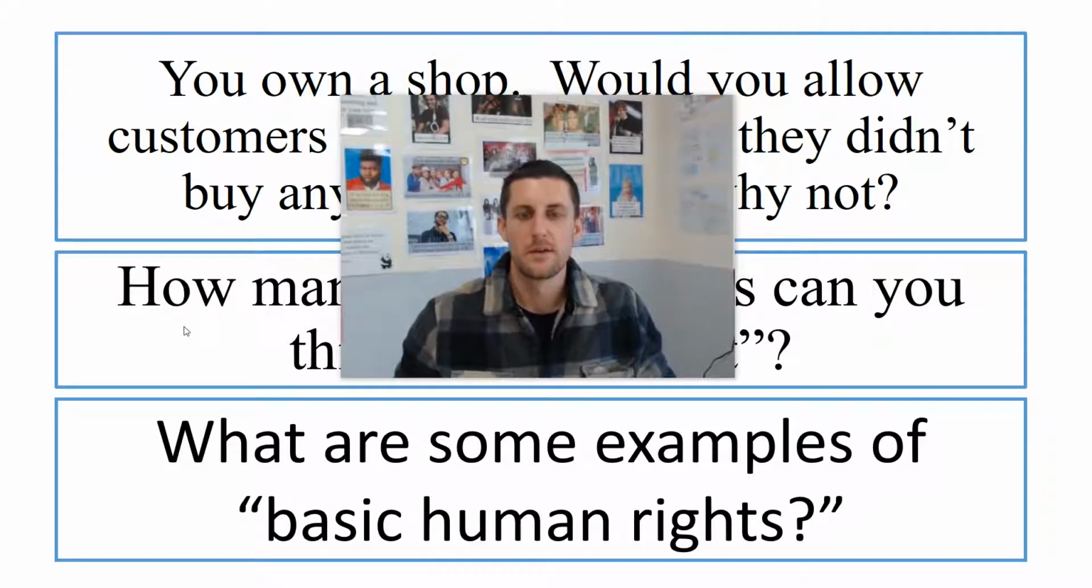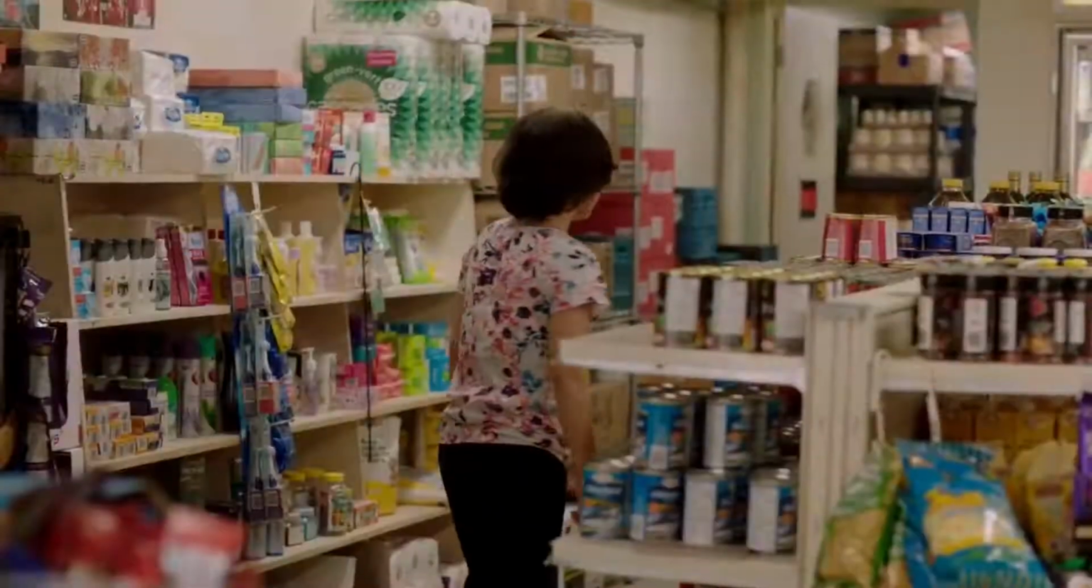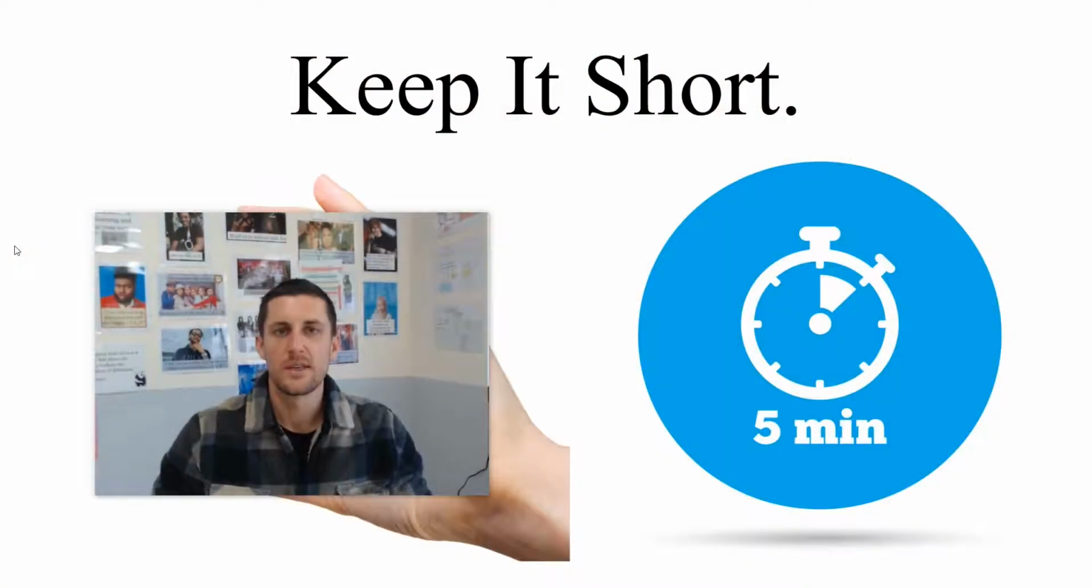And finally, what are some examples of basic human rights? "Washroom is a basic human right. Everyone needs a washroom." The biggest key for a pre-listening section of a listening activity is to keep it short. At most, it should only be about 5 minutes long.